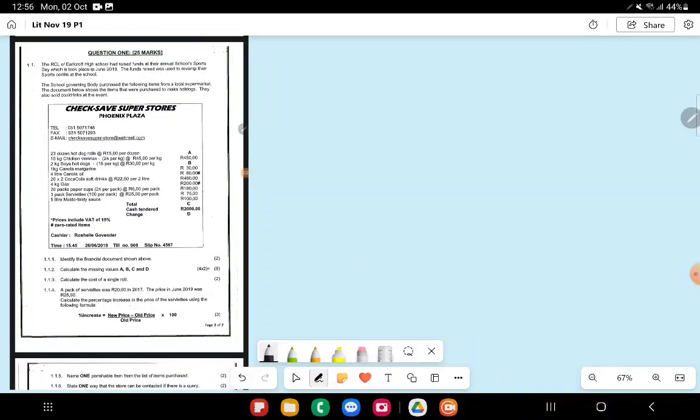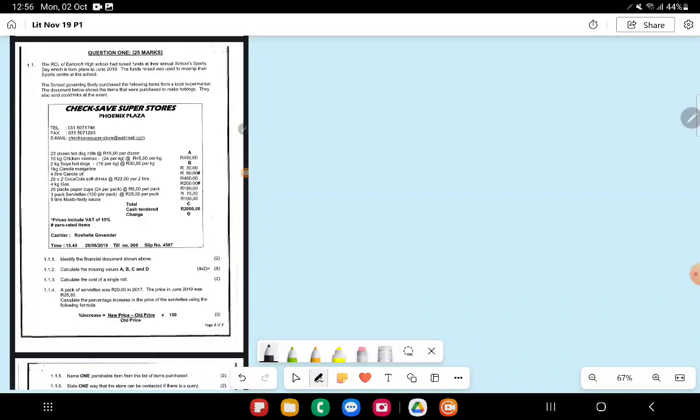It says that the RCL of Earl Croft High School has raised funds for the annual sports day, which is taking place on June 19, 2019. The funds were used to revamp the sports center at the school. The school's governing body bought the following items from a local supermarket, and the document shows the items that were bought to make hot dogs. They also sold cold drinks for the event.